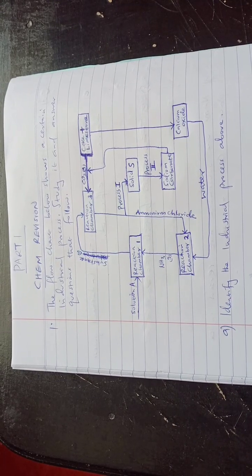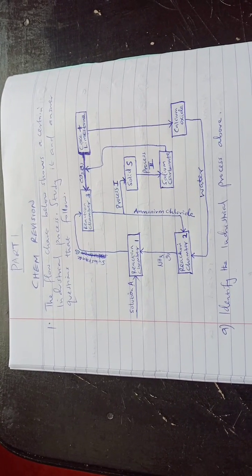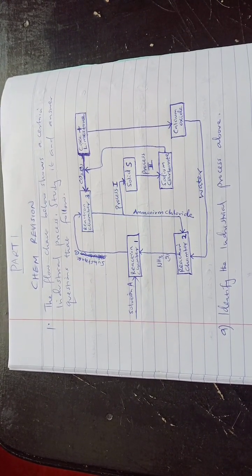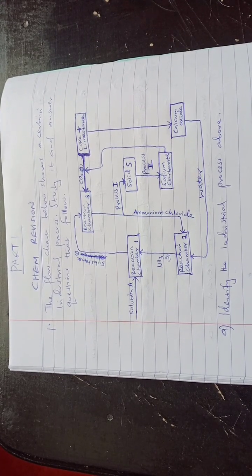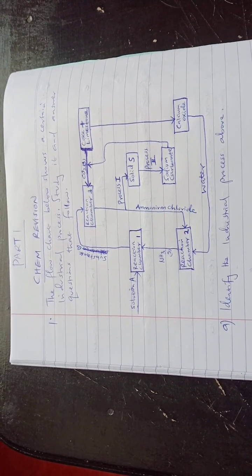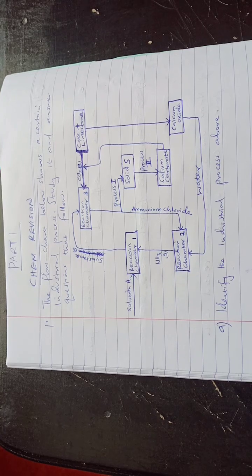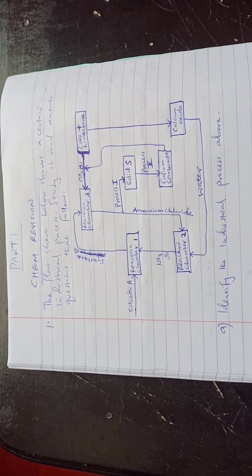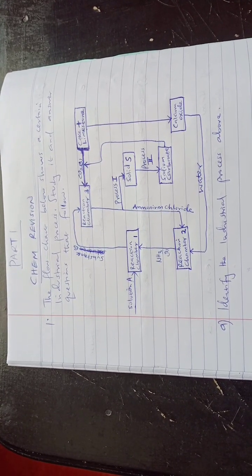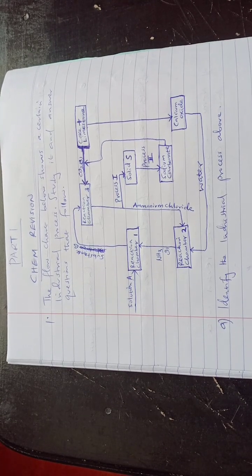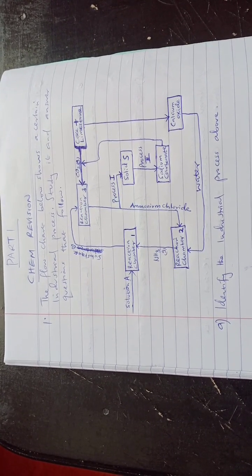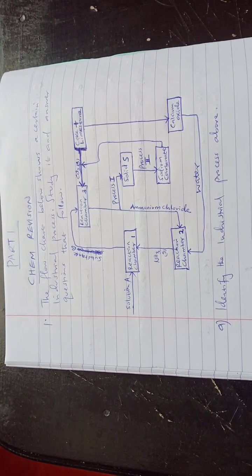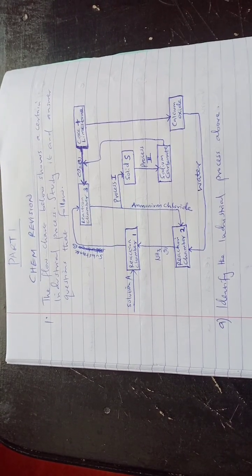Now look at the first question. You are given a flowchart and you're supposed to study the flowchart and then answer the questions that follow. So look at this flowchart. If you look at it properly, you're able to understand the type of industrial process that is involved. And for part A, identify the industrial process.